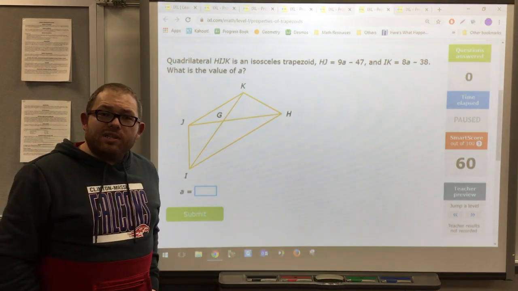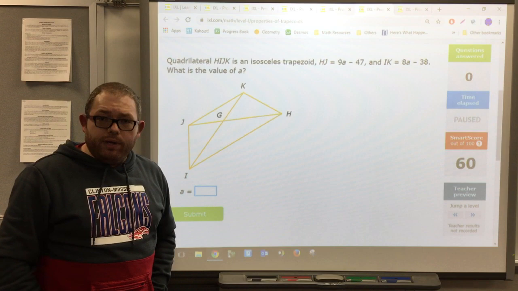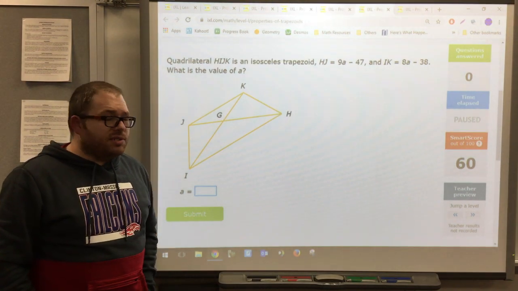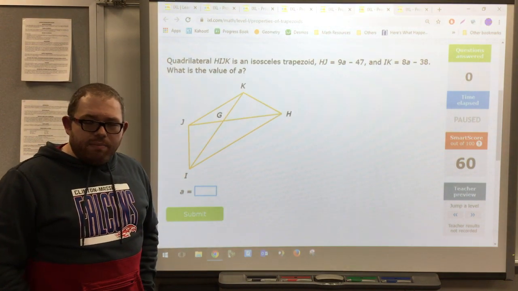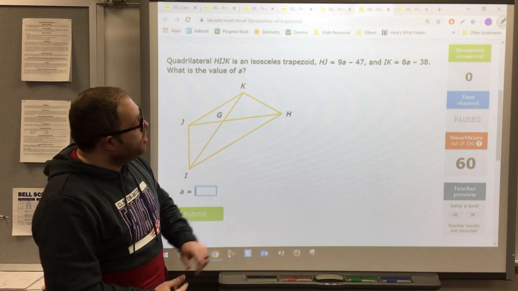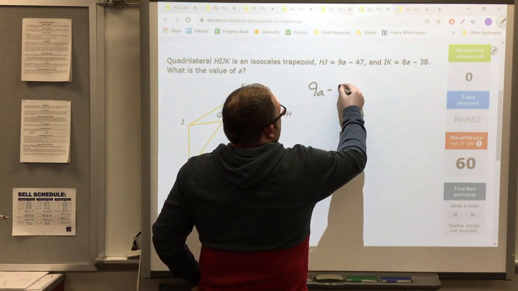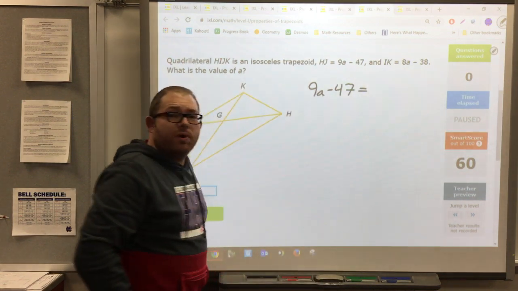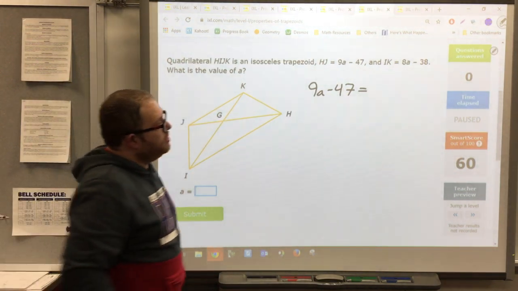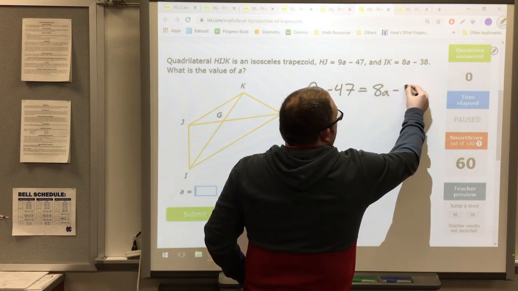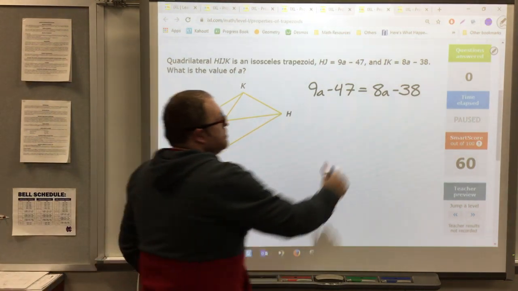So trapezoids, just like parallelograms, also have diagonals. They are congruent. So that means, much like the previous section, if they give you information about diagonals, you're going to set them equal to each other. I'm told that HJ, one of the diagonals, is 9A minus 47, and I'm told that IK, the other diagonal, is 8A minus 38. From here, it's just algebra.